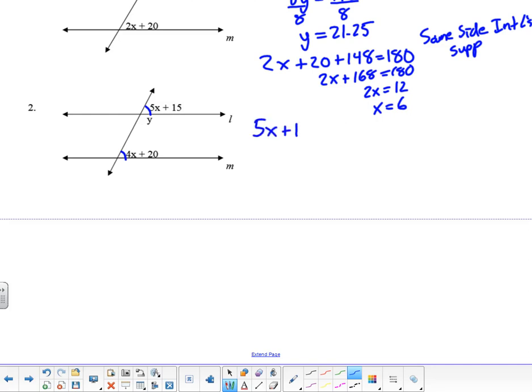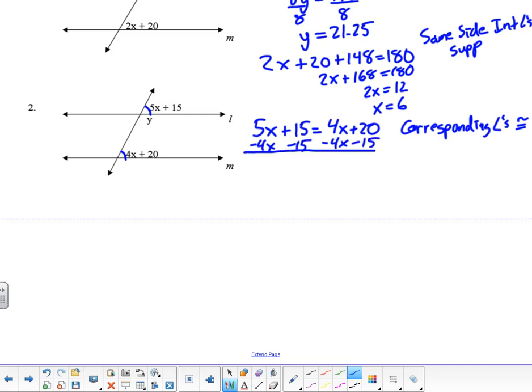So 5x plus 15 equals 4x plus 20. Why? Those are corresponding angles. And we know that corresponding angles are congruent to each other. So subtract 4x, subtract 15, okay, x equals 5. And then we can think about the other one a few different ways.